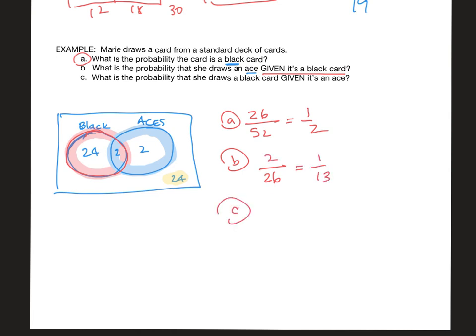All right, and then part C, this is a different given. All right, given it's an ace. Okay, so this time I'm looking here in this circle. My denominator is now 4, right? The given changes where you look. So now, out of that green circle, how many are black? 2 of them are. So that is a 1/2.